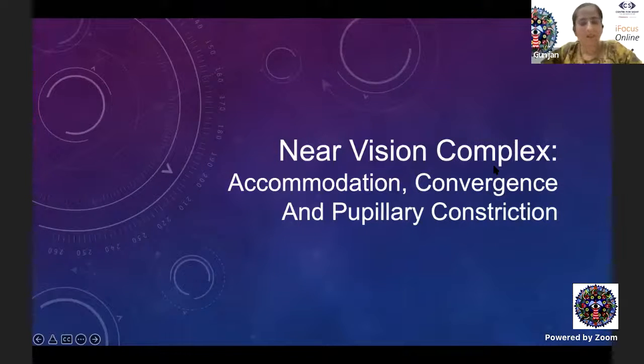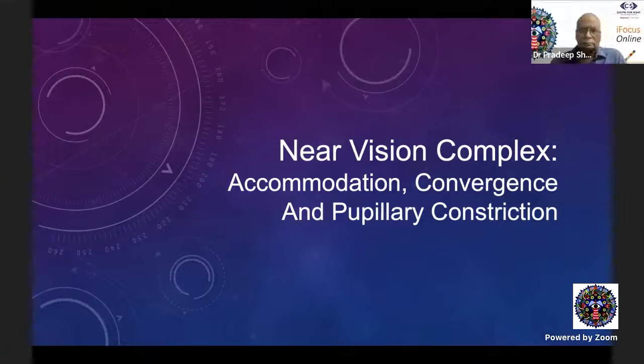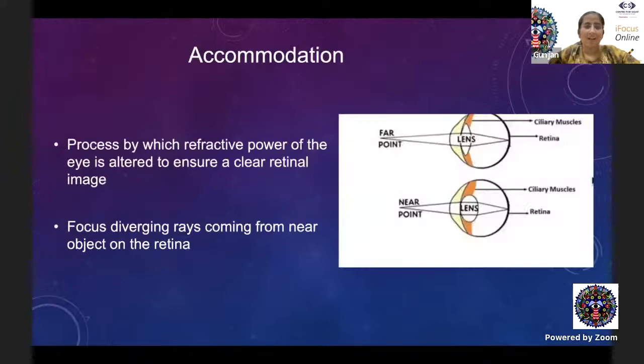So, good evening, everyone. Today, I'll be talking about the near vision complex, which includes accommodation, convergence, and pupillary constriction. So what is accommodation? Accommodation is a process by which the refractive power of the eye is altered to ensure that a clear retinal image is formed. The purpose of this process is to focus the diverging rays coming from a near object onto the retina.